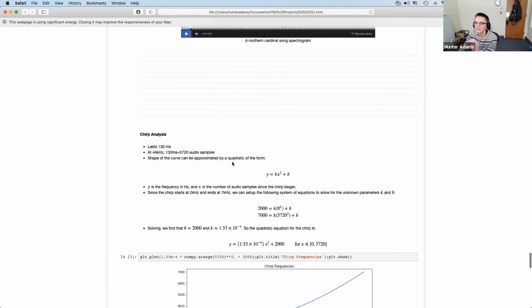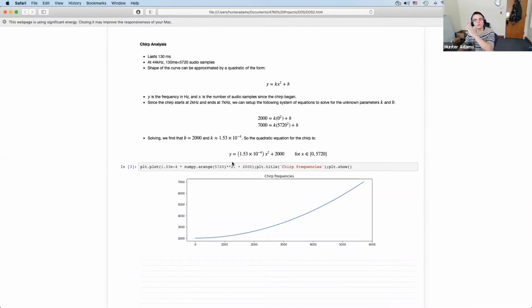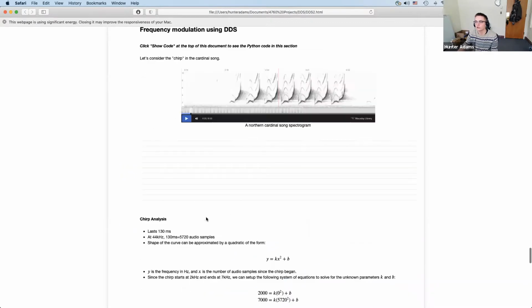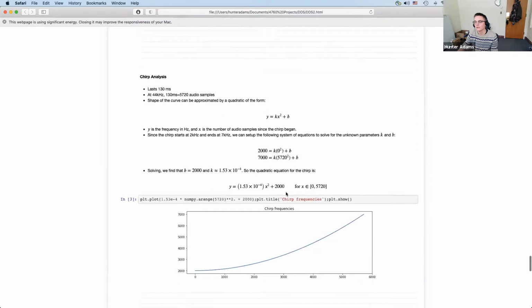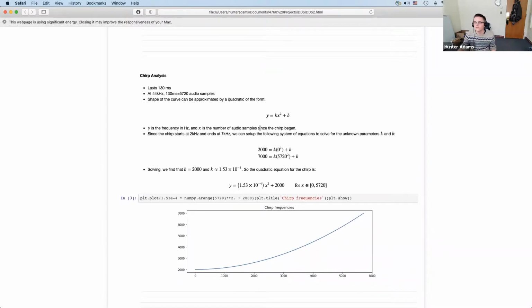We do that by fitting those frequency curves to functions of time. And the unit of time that makes the most sense in lab is audio samples, right? So we compute frequency as a function of number of audio samples. And if we consider, for example, the chirp part of this, the chirp, the high to low, or low to high rather, that looks kind of like a quadratic function. So we can fit that curve to a quadratic of the form y equals kx squared plus b, right?